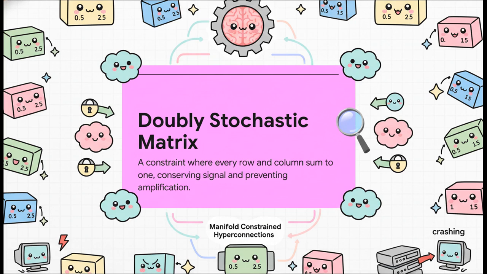Okay, so what does that actually mean? It means every single row and every single column must perfectly sum to 1. Because of this strict constraint, the total signal is completely conserved. It literally cannot amplify. They're forcing the signals into this perfectly balanced state before any pressure can ever build up, mathematically forbidding the training run from crashing.